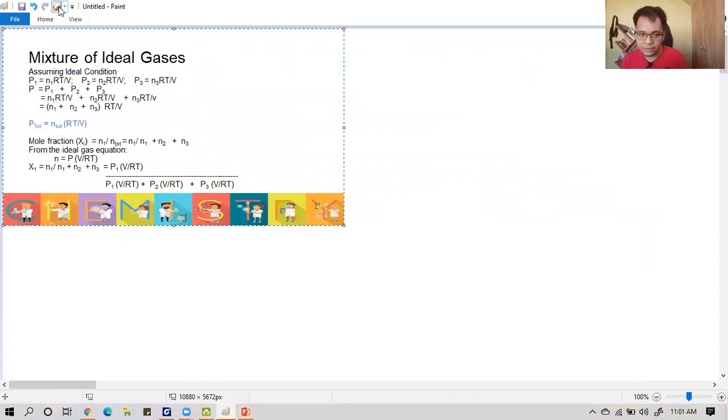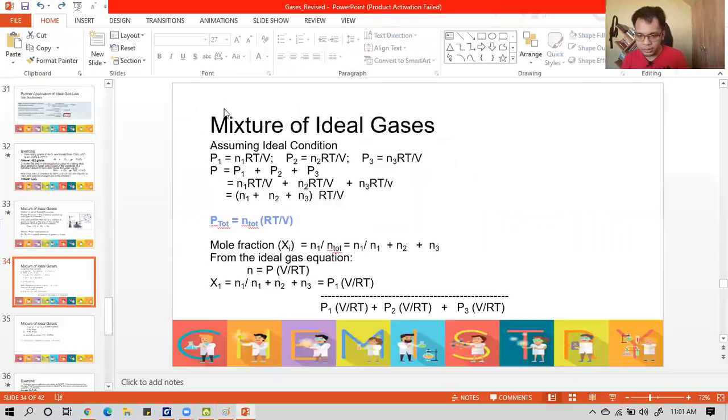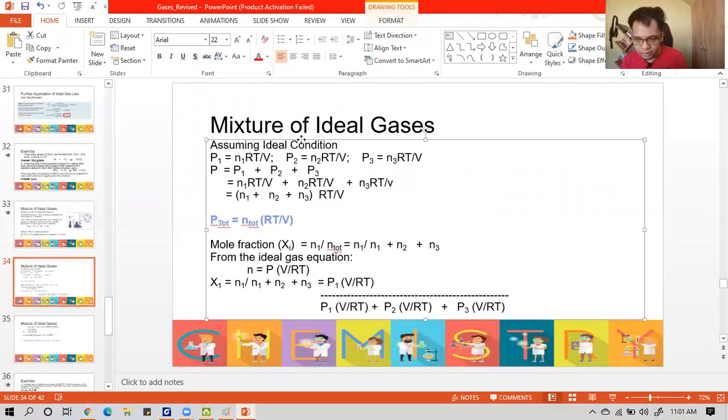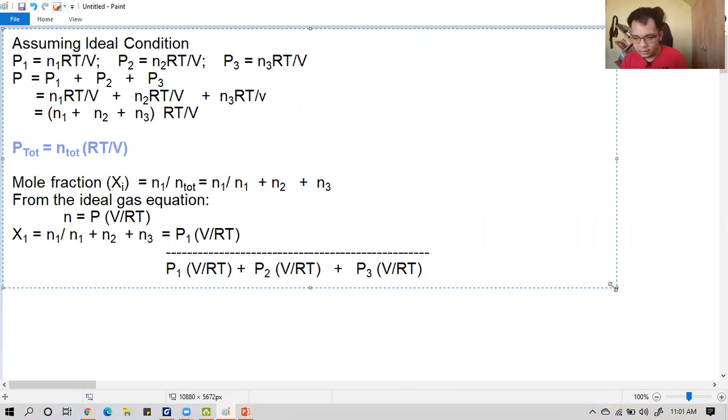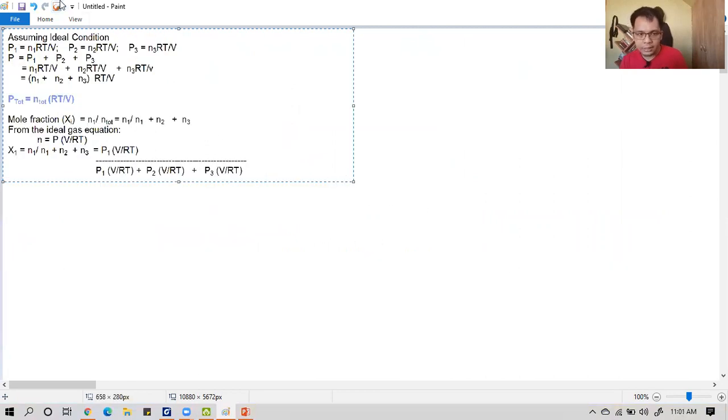Let's derive the equations for this one. Now, back to our discussion. Let's impose Dalton's law to the ideal gas equation.